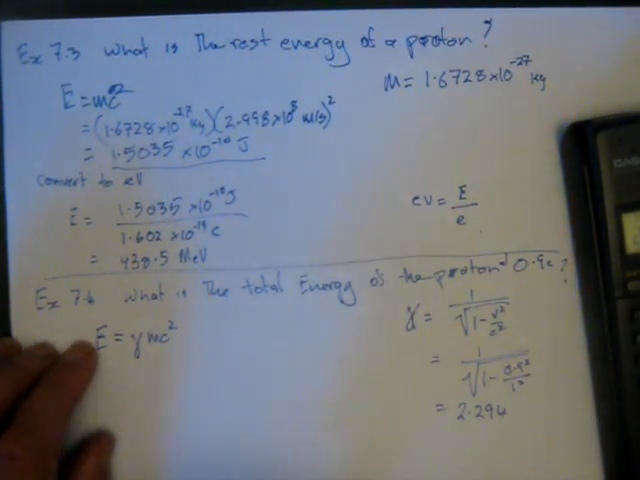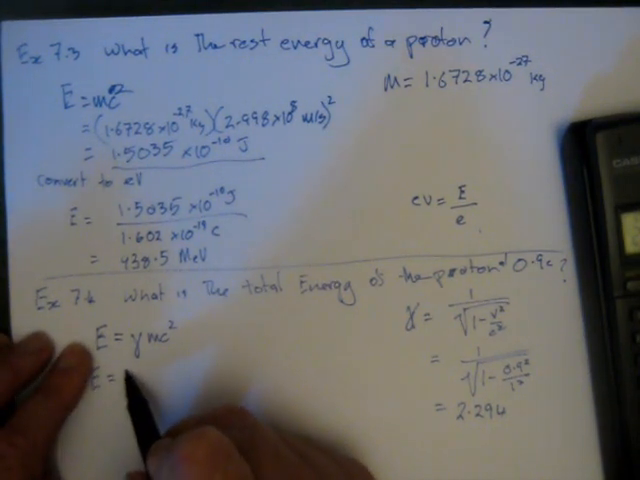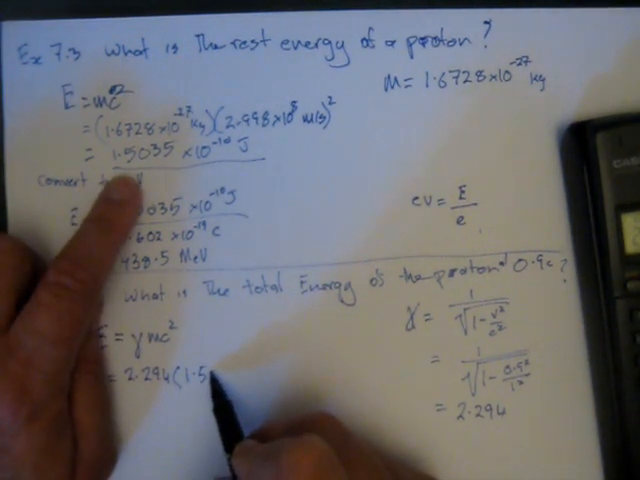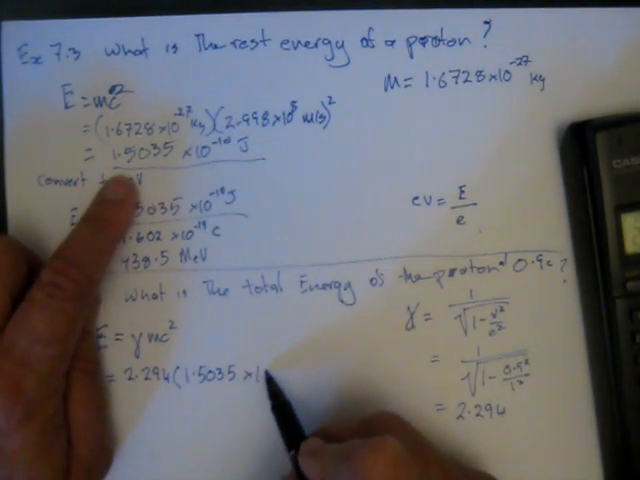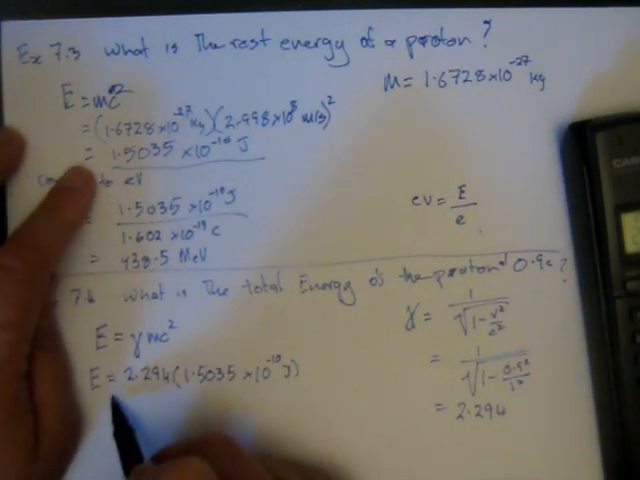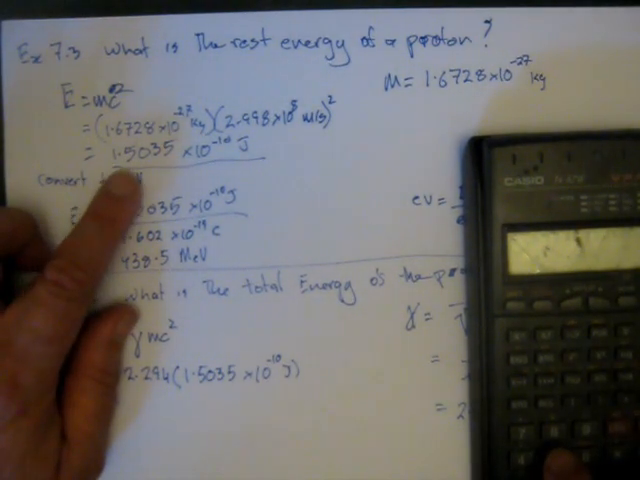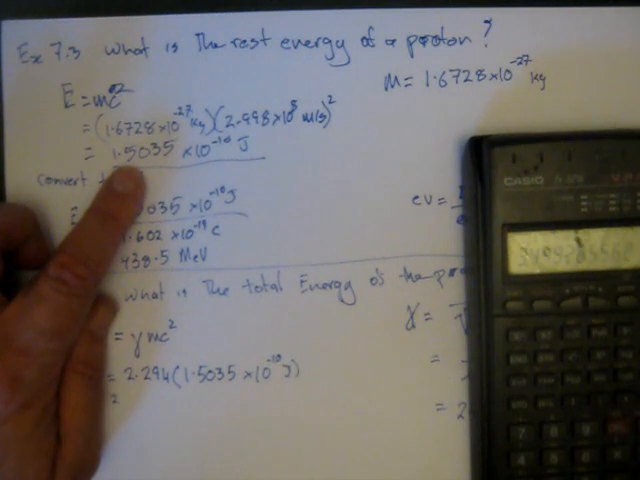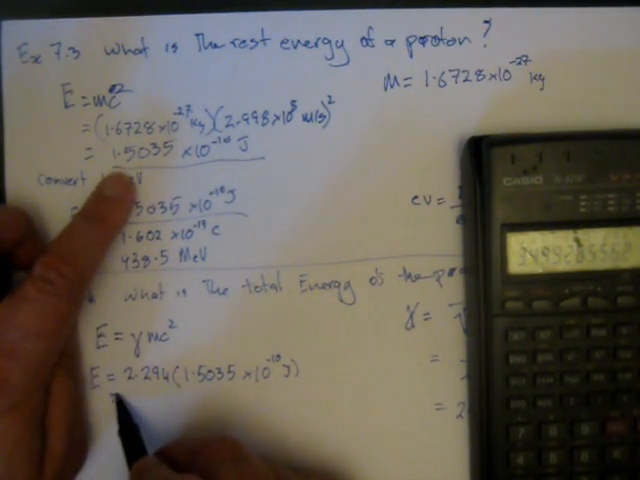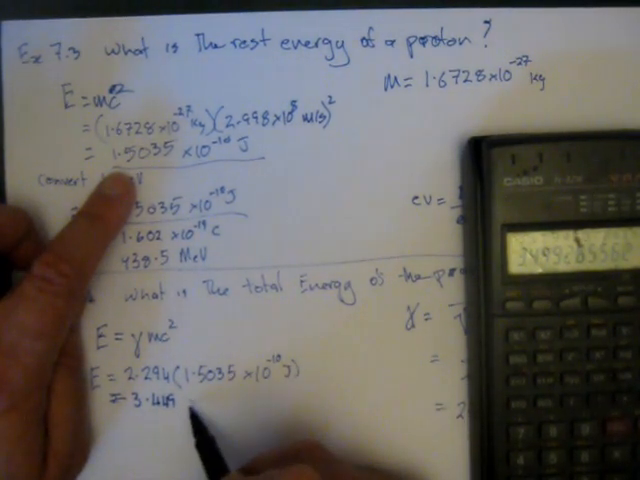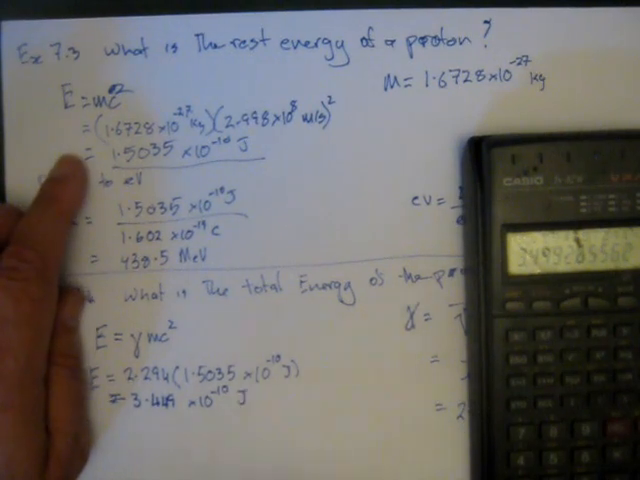So E is equal to 2.294 times 1.5035 times 10 to the negative 10 joules, which equals 3.449 times 10 to the negative 10 joules, which as you notice is actually more.